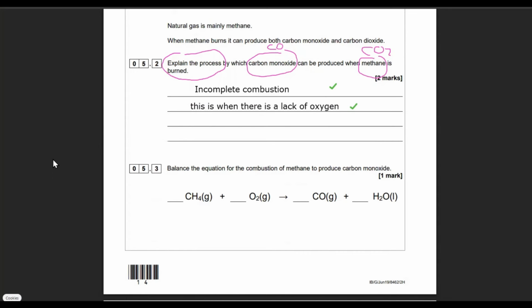Now we're going to get down here. You can try this. You've only got to write a couple of numbers on a bit of paper. Balance the equation for the combustion of methane to produce carbon monoxide. Now, you can pause the video and have a go, folks. Make your revision active. Okay, what I'm going to do is go through.